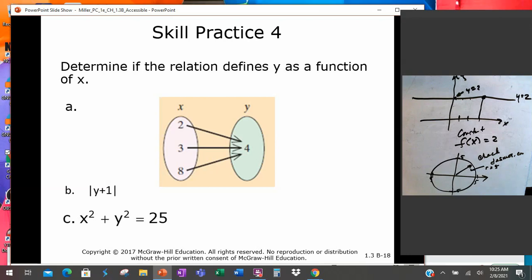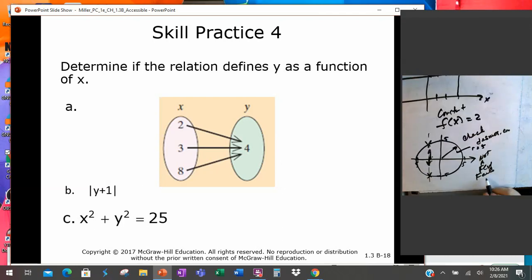That's one thing that you can do, and this would be the problem. Any place along here where I touched, I would have 2 outputs for this one input. So it is not a function. Why? It fails the VLT, the vertical line test.